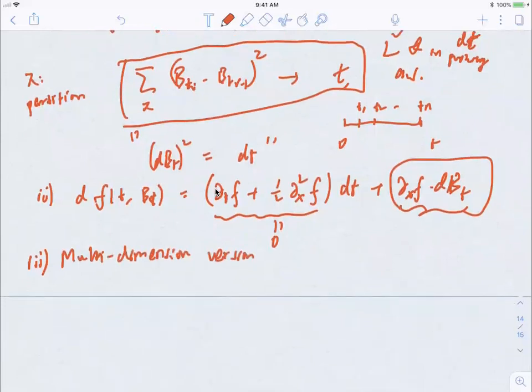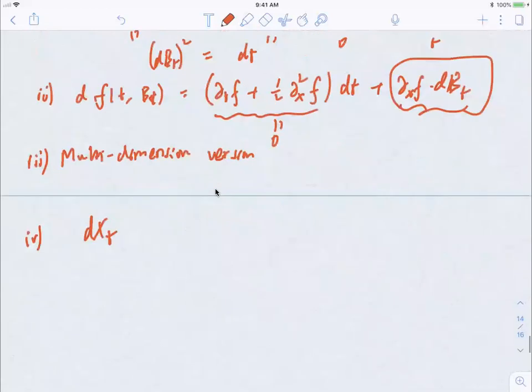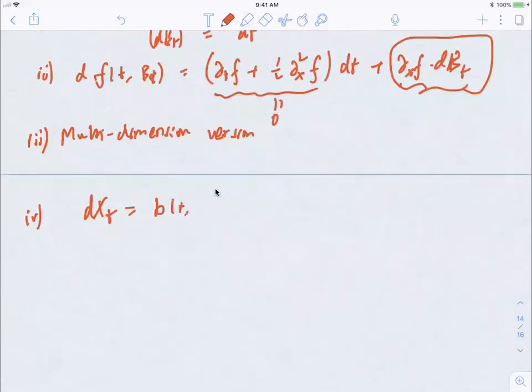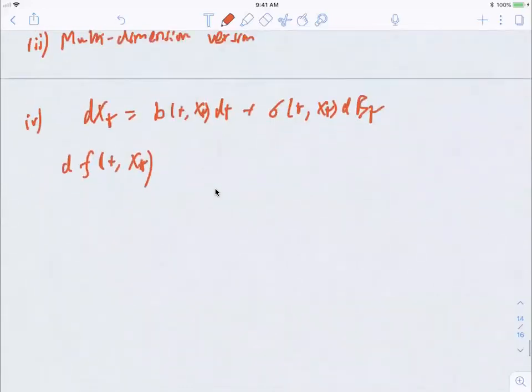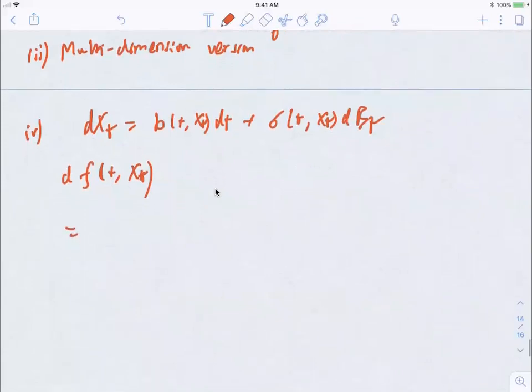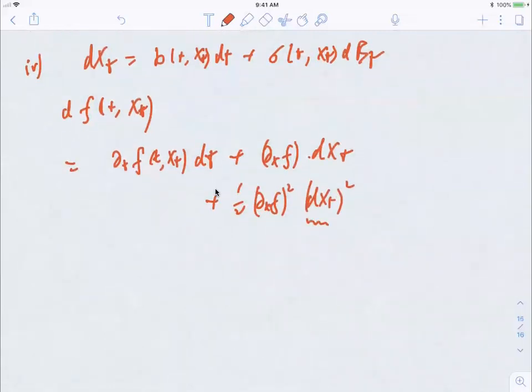But that's not all. If we have X_t which solves an SDE, let's say dX_t equals b(t, X_t) dt plus sigma(t, X_t) dB_t, then what is the formula for df(t, X_t)? There's no discussion about this in the textbook, but it is possibly the same. So it's f(t, X_t), and now you take the first order derivative in x, so this is the dX_t term. Then the second order derivative, partial squared, times (dX_t)^2.